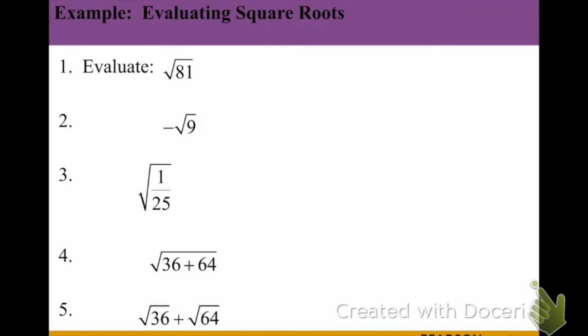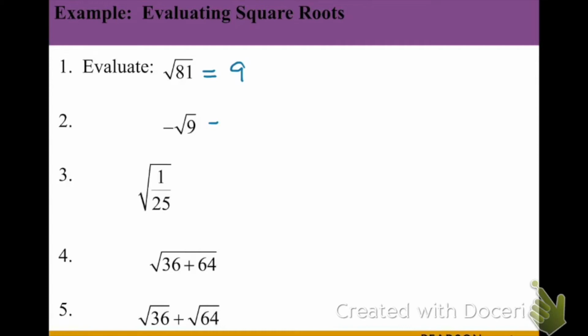Remember, a square root is any number that times itself gives us the number inside of the radical. For example, in this first one, if we're trying to find the square root of 81, we will try to think of a number that times itself would give us 81. In this case, that would be 9, because 9 times 9 is 81.